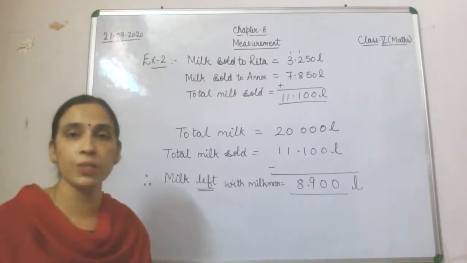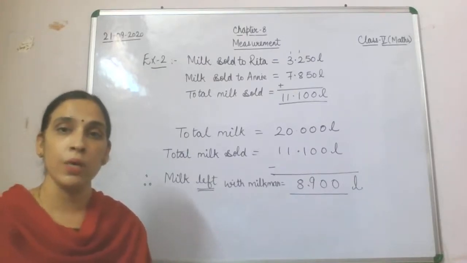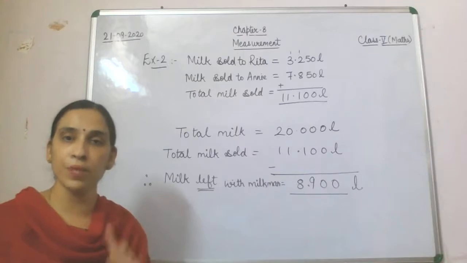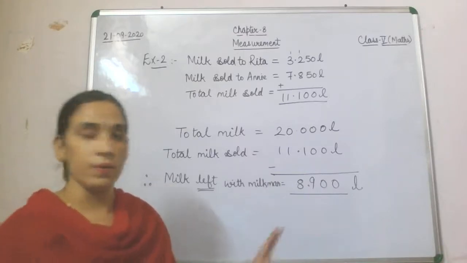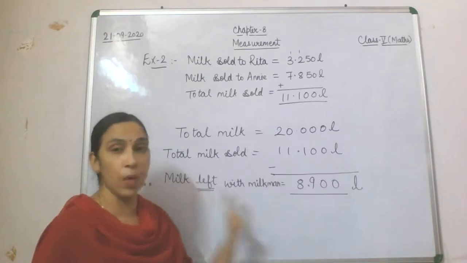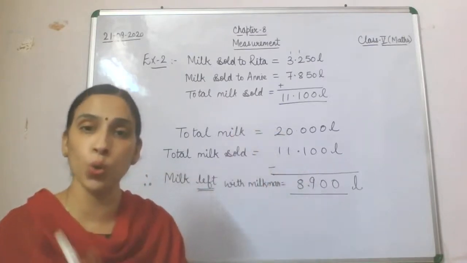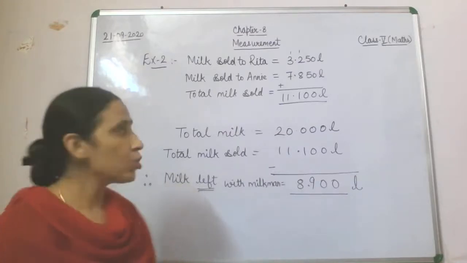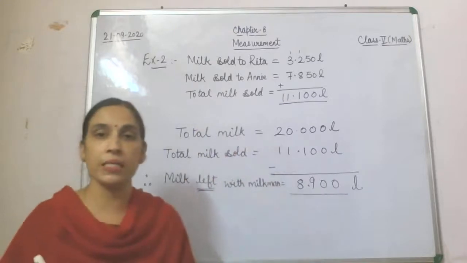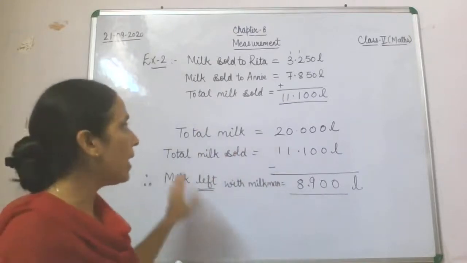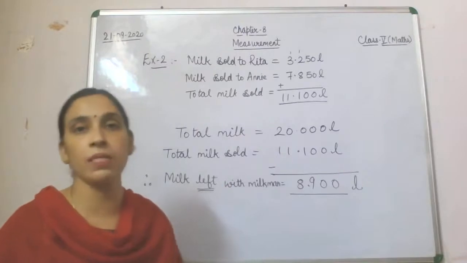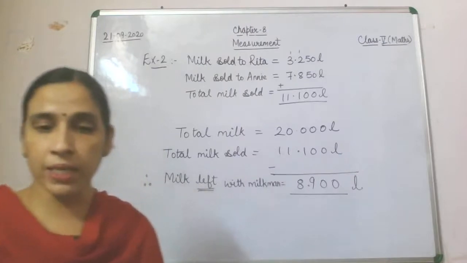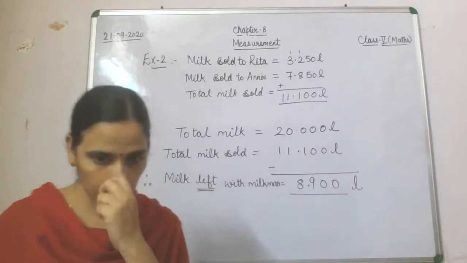So what we have seen in this question is that you have been asked two questions built inside it. The first question is to find the milk left, but without adding how much milk was sold by that milkman, you cannot find how much milk is left. So here what we have done: total milk sold, that is 11.100 liter, and this 11.100 liter will be subtracted from 20 liters. Fine. So now what next we will do? Next example. Example 3.